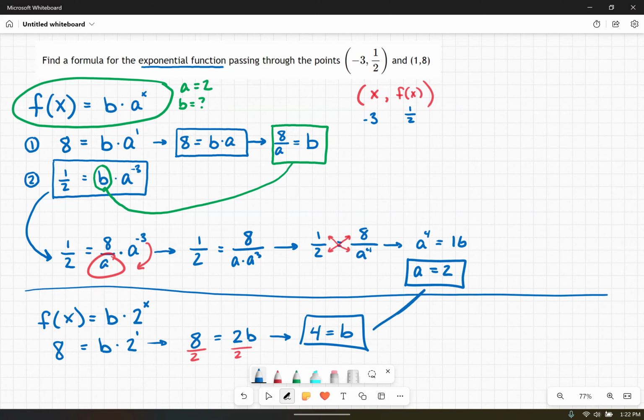And this right here, this is our exponential function. Plug in the 2 and the 4 into the definition, the general form of the exponential function, and we get f of x is equal to b times a to the x, or 4 times 2 to the x. And that does it for this one.